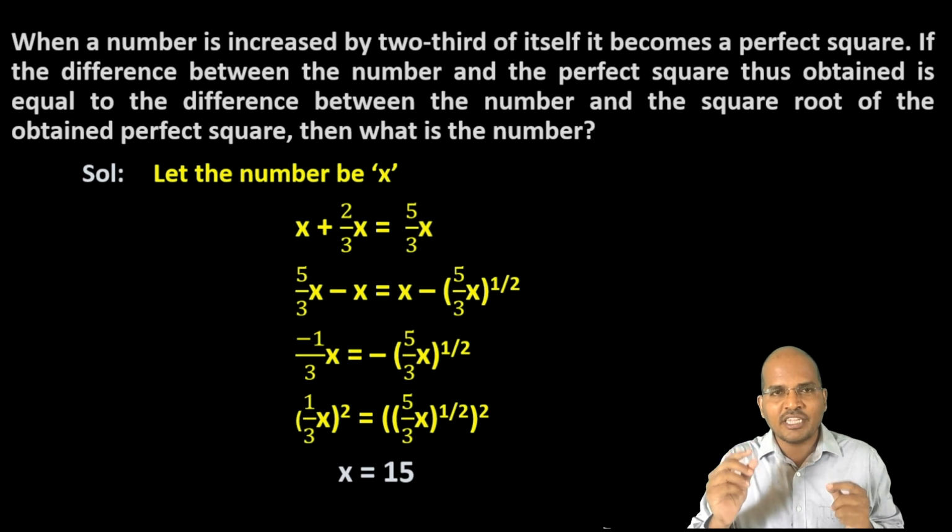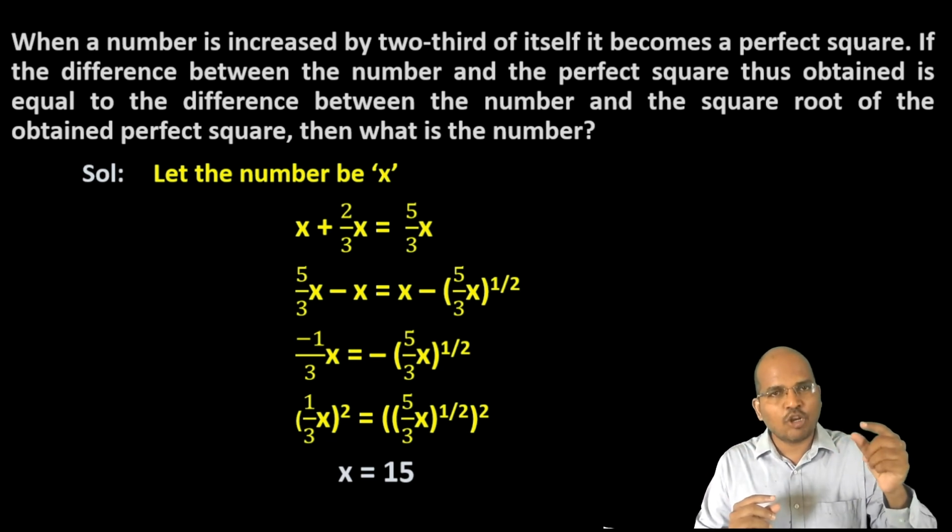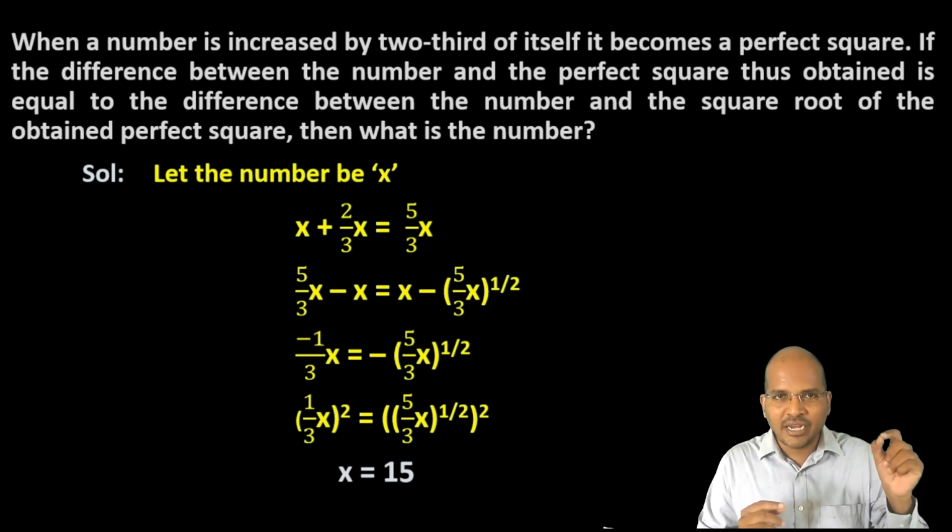Now what the first line says, if a number is increased by 2/3 of itself. So 2 by 3rd of 15 is 10. 15 plus 10 is 25. So 25 is a perfect square. Yes or no? Yes. The first line is satisfied.